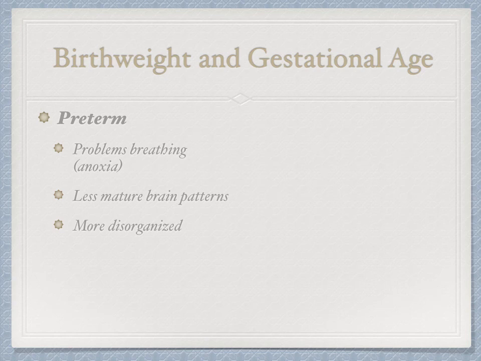We see more disorganized patterns. Again, this is going to be issues with brain development and organization, and we'll talk about this a little bit later. Chapter 5 is really evidence of proper brain development. And so we'll see this infant being a little bit more disorganized because, again, we really just weren't ready to come out. We see a difficulty to soothe.